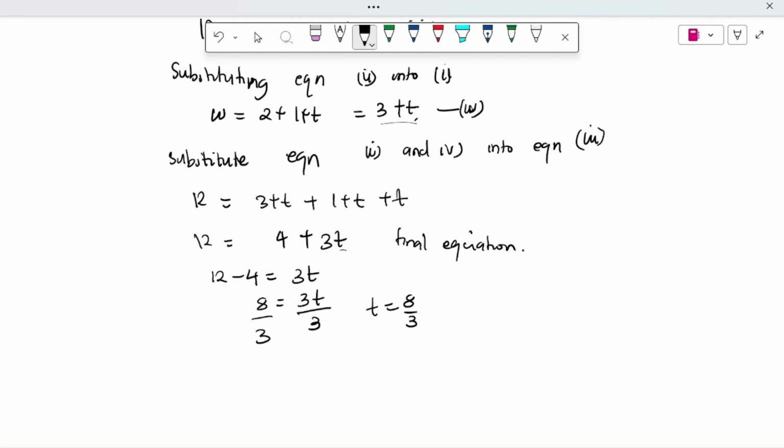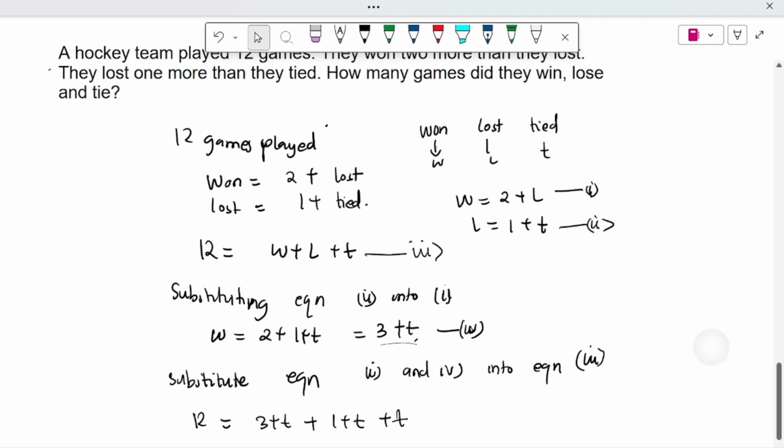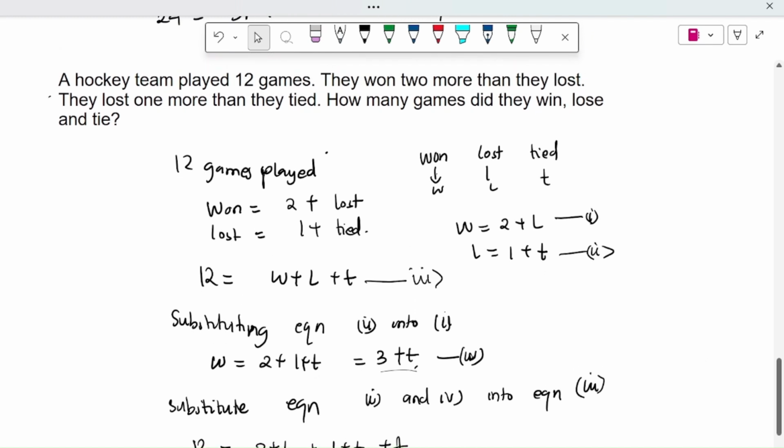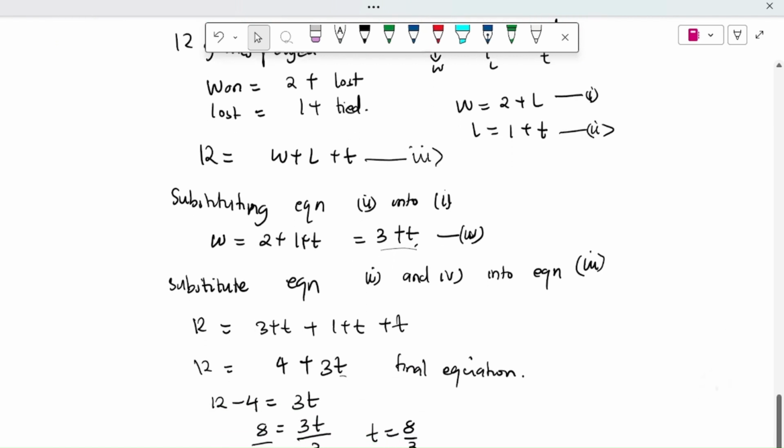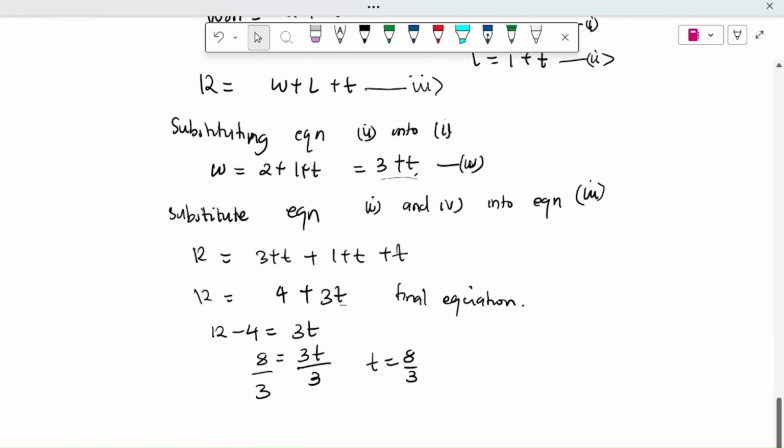So I came to realize that this equation cannot be true. The total number of games the team played is 12, a whole number, and when you try to find the value of each, we are getting fractions, and fractions do not make sense in this situation. So here the value will be 2.66666 until infinity.